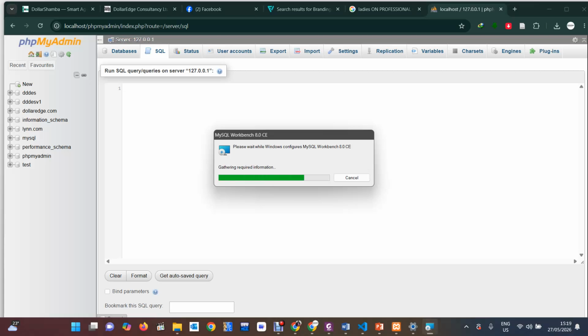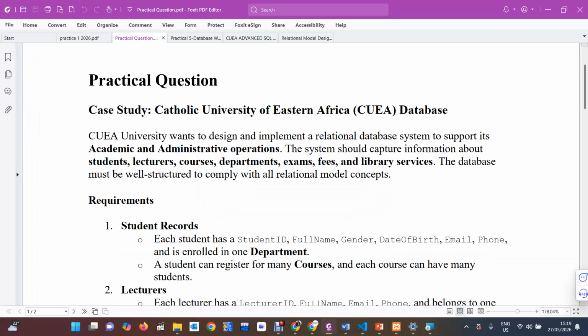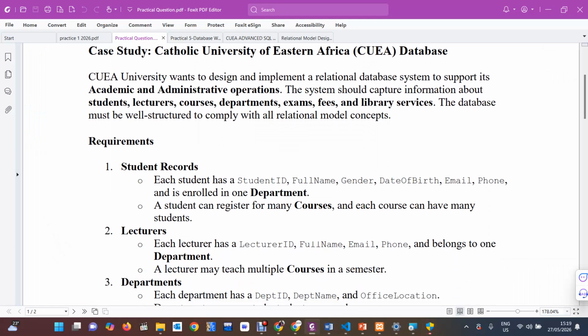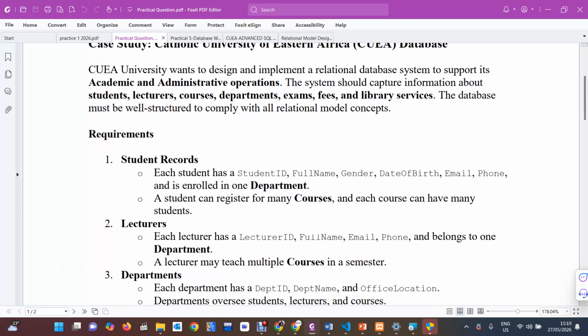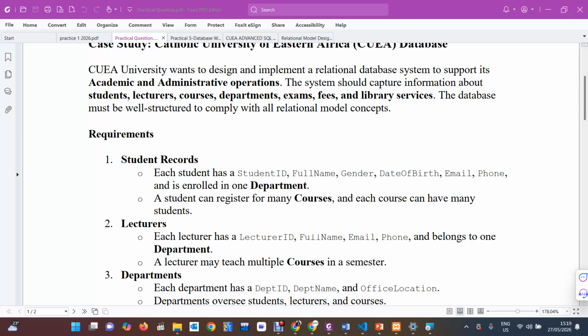Number one is that given this question, the Catholic University of Eastern Africa database. So we are saying that the university wants to design and implement a relational database system to support its academic and administrative operations. The system should capture information about students, lecturers, courses, departments, exams, fees, and libraries.